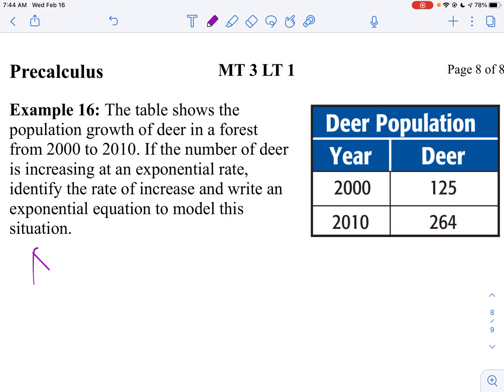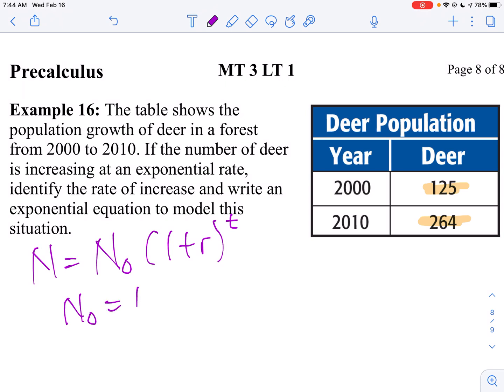So we're just going to do standard exponential growth. I'm going to say N equals my original times (1 plus r) raised to the t power. Now on this problem, we can see it's growing, first off, because you're going from 125 to 264. So N sub naught is my initial amount, which is 125. I need to find r, so I don't know what r is, but I know t is going to be 10. So I know after 10 years it's going to be 264.